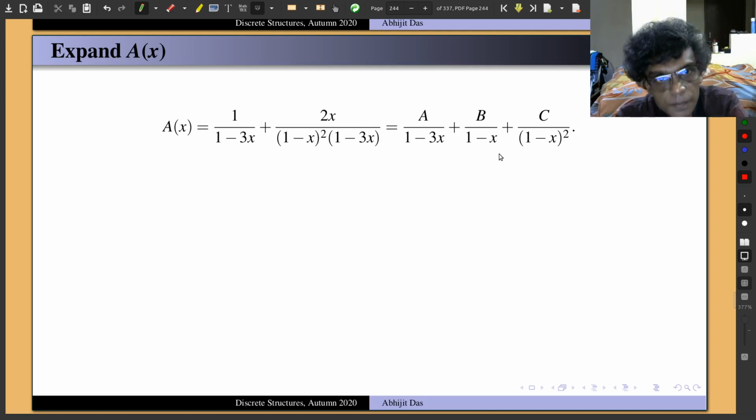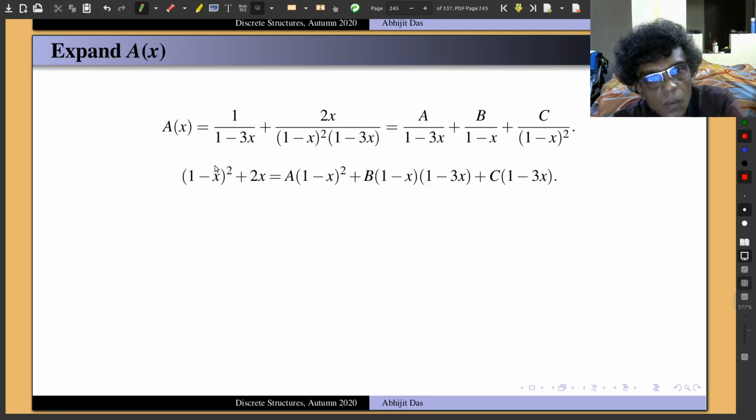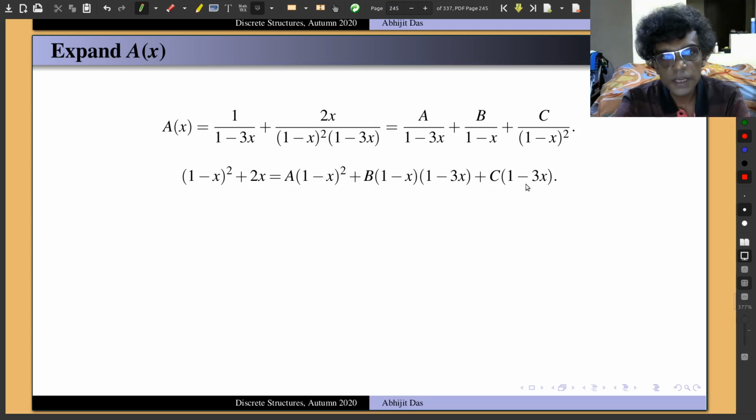So, this gives me 1 minus x square plus 2x equal to a times 1 minus x square, b times 1 minus x, 1 minus 3x plus c times 1 minus 3x. So, this is a standard trick. And then if I put x equal to 1/3, I will get the value of a. If I put x equal to 1, I will get the value of c. For this b, I need to equate some coefficient. Okay, so let us see what happens.